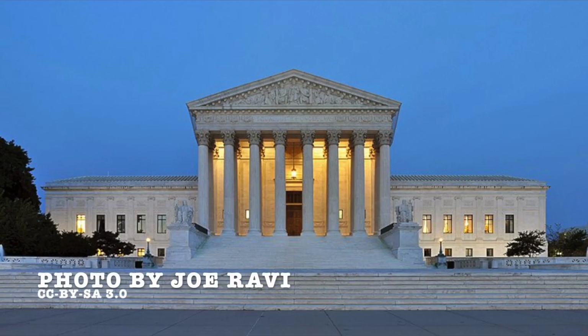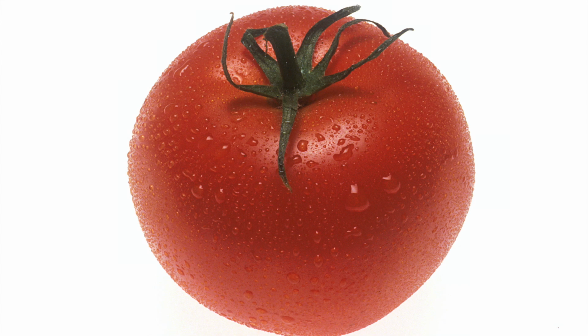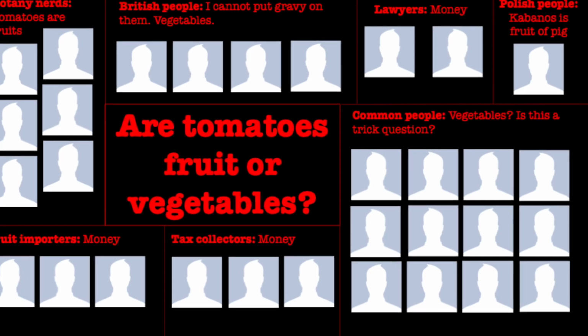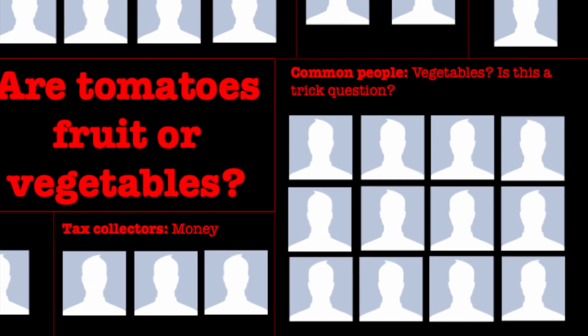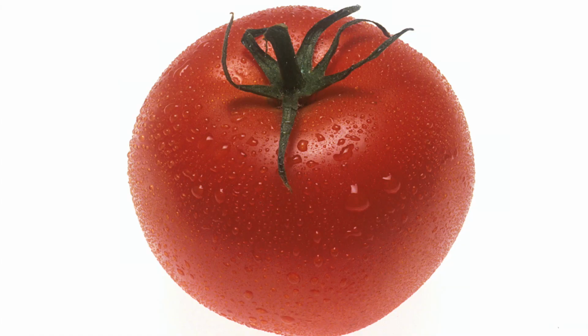The court sided with Hedden because there was no evidence that the Tariff Act of 1883 was using the botanical definition of tomato. So instead, the common definition should be used to determine what the Tariff Act meant by vegetables. And that includes the tomato. So, despite tomatoes being fruits, in the United States they are by law vegetables.